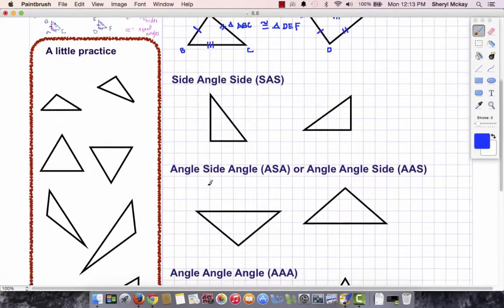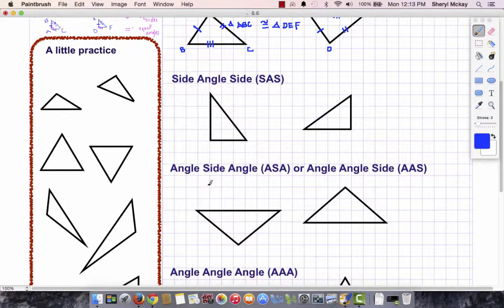Now, let's take a look at side angle side. Side angle side says that if you have a side that's equal to another side, let's go ahead and call this, we said F, so we'll say this is G, H, I, and we'll have this one be J, K, L. Okay, so we have GH is congruent to JK. All right, so I'm actually going to write that: line segment, or side, GH is congruent to line segment JK.